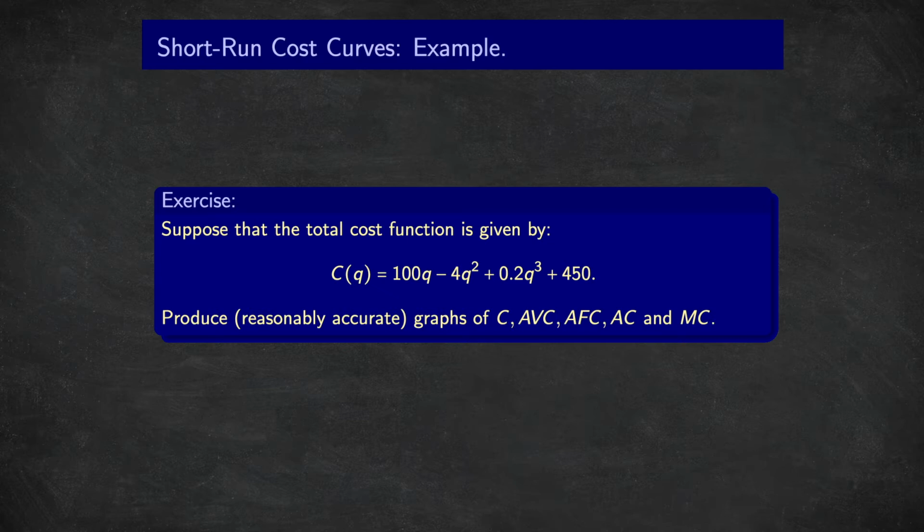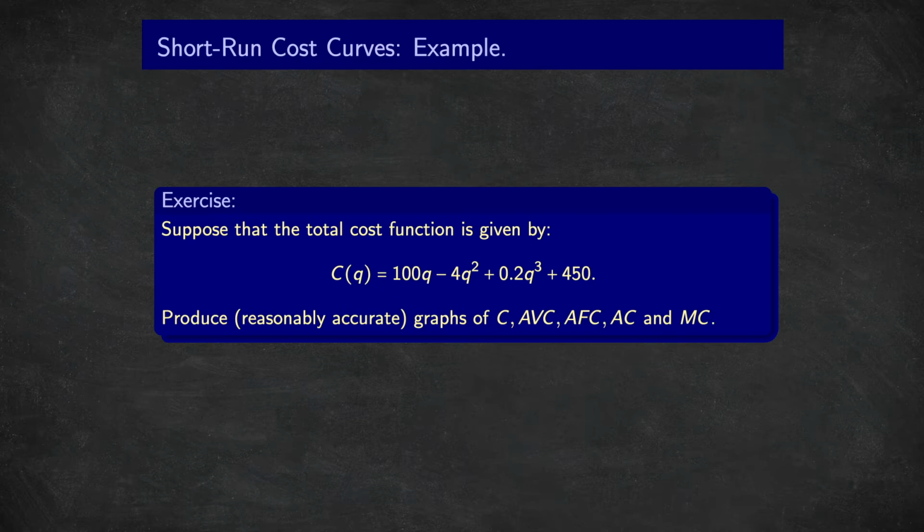And then the exercise would be, well, use the definitions that you've been given of average variable cost, average fixed cost, average cost, and marginal cost. Use those definitions to produce a set of reasonably accurate diagrams of all of these different cost functions. So I would encourage you now to stop the tape and pause and have a go at this exercise.